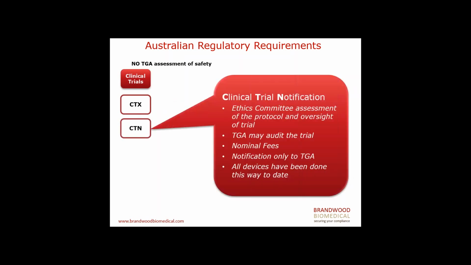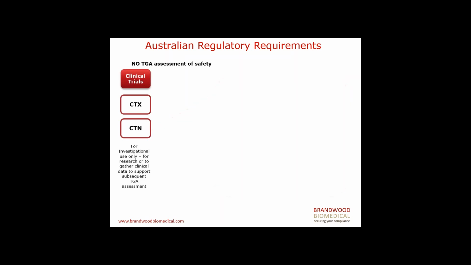However, the other method is the clinical trial notification scheme. Basically, the manufacturer develops the protocol and gets hospital ethics committee approval. That's done without telling TGA, but there's an additional form that must be submitted to TGA, and this is just a notification. All you're telling TGA is that it's a notification of conducting clinical trials, and it might be a few hundred dollars. And again, this is actually the most popular method, and it's how things have been done to date from our knowledge. So as I mentioned before, these devices which fall under clinical trials are for investigational use only. They're for research or to gather clinical data to support a subsequent TGA application assessment.